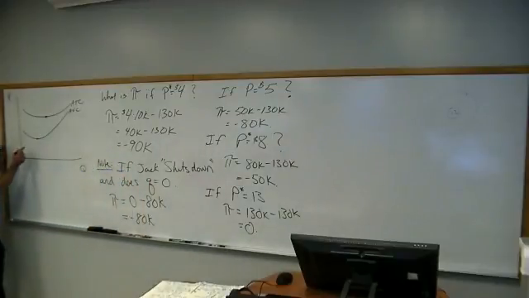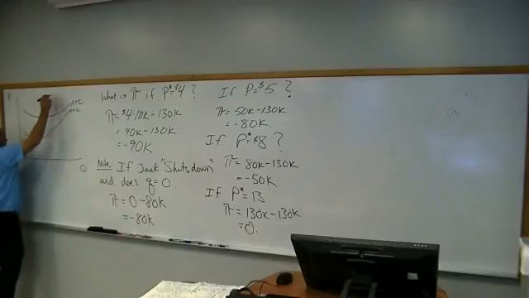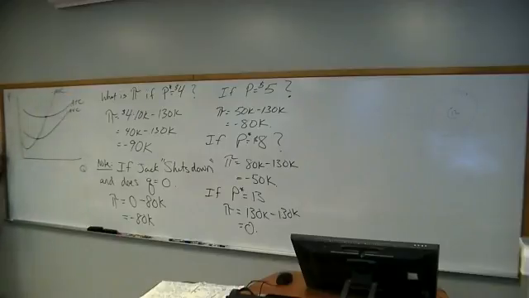And then we've got that J-shaped marginal cost curve, which by definition cuts through the minimum points of both the averages.